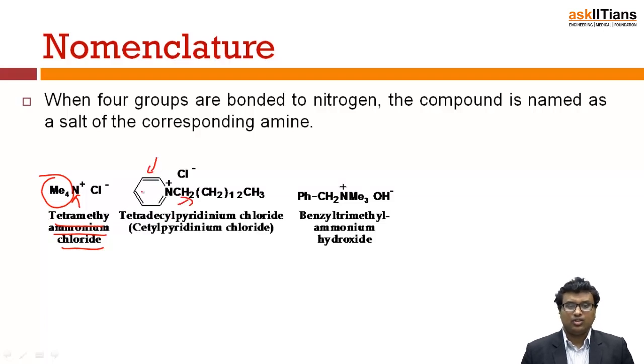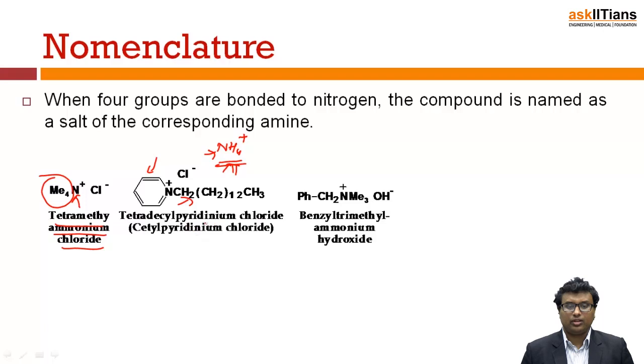So now what is this? This is actually the salt, right? This is actually the salt of amine, because for example you can see NH4 plus. So there are 4 hydrogens attached to this nitrogen, because it forms a salt when you get NH4 plus. So the same thing is happening when 4 groups are bonded to nitrogen. The compound is named as the salt of your corresponding amine.